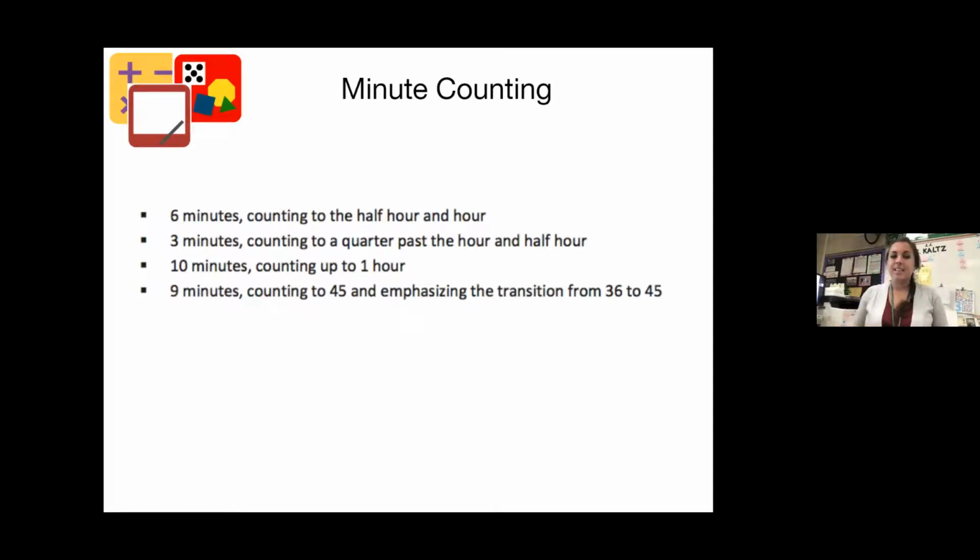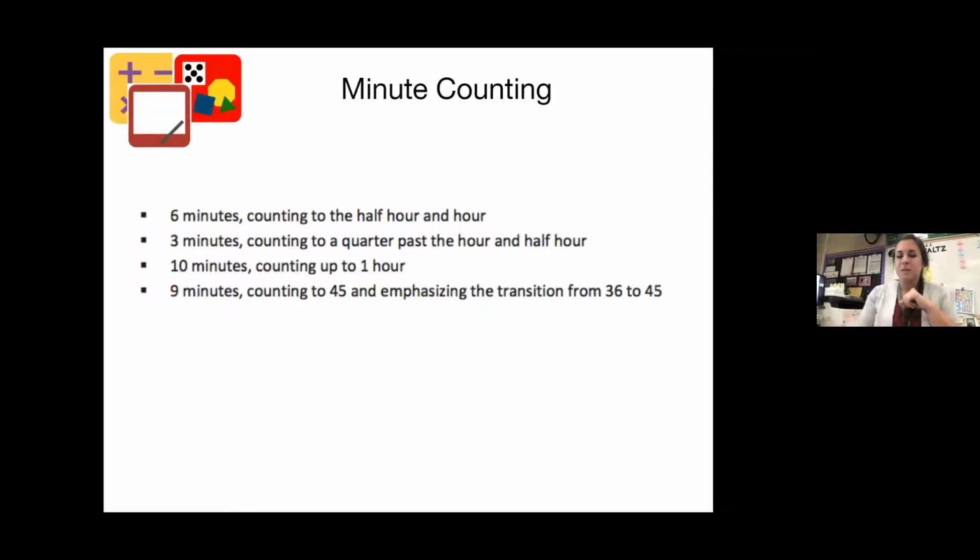All right, let's count by 9. Hopefully we've started by now, but 9 is a fun way. Lots of patterns when we're counting by 9. So 9, 18, 27, 36, 45.